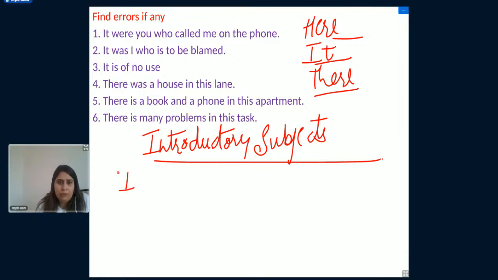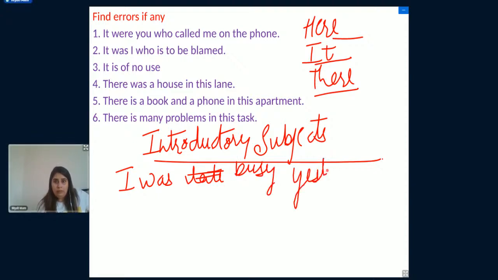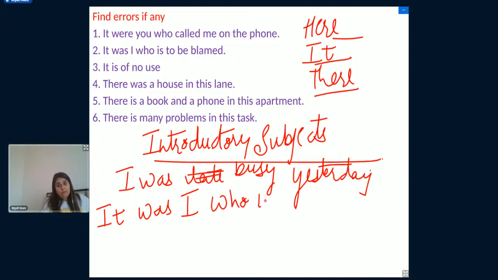See, this is a sentence. I was late. I was busy yesterday. Now, if I was busy yesterday means I was occupied somewhere. I don't have enough free time yesterday. Now, if I write in the same way, it was I who was busy yesterday. Now, in both the sentences, I is the one who is busy yesterday, right?